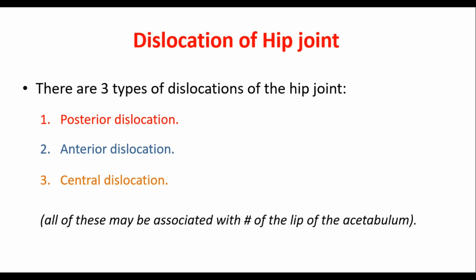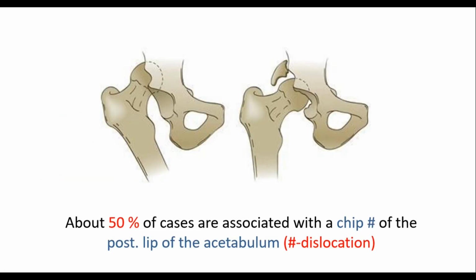Now, all of these dislocations may be associated with the fracture of the lip of the acetabulum. Why is this so? We will discuss in the subsequent slide. In about 50% of the cases, we see that the dislocation is associated with the chip fracture of the posterior lip of the acetabulum, as you can see here in the image. When the hip gets dislocated, especially posteriorly, there are chances of the acetabulum getting fractured, and there is a kind of chip fracture from the lip of the acetabulum. In that case, it is known as the fracture dislocation.